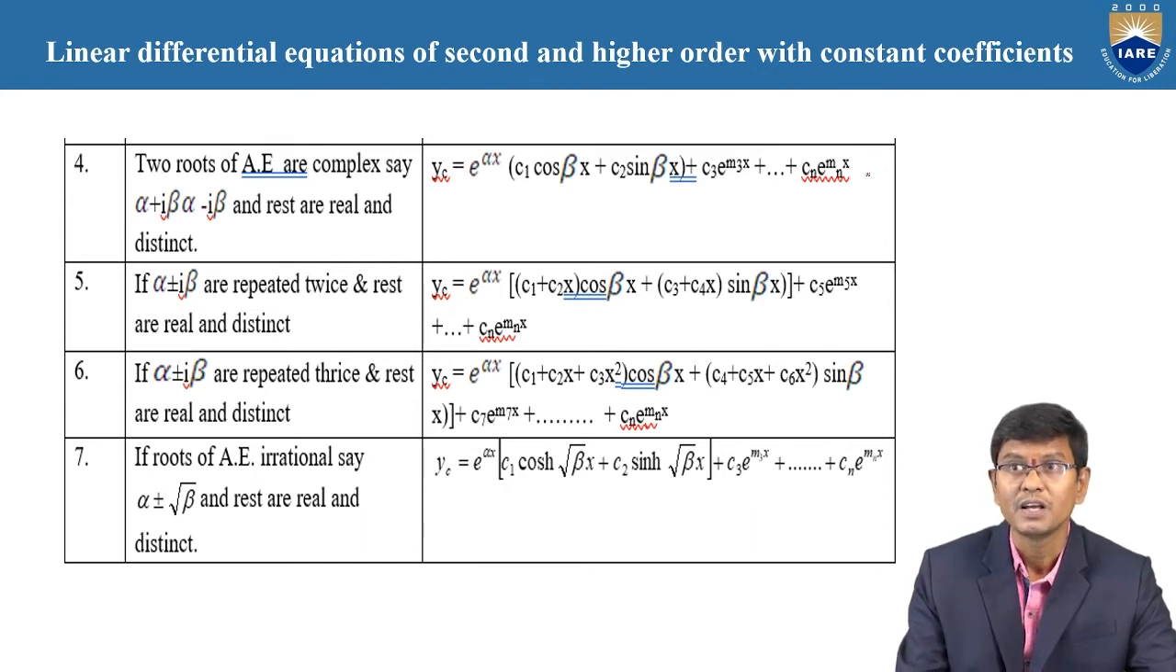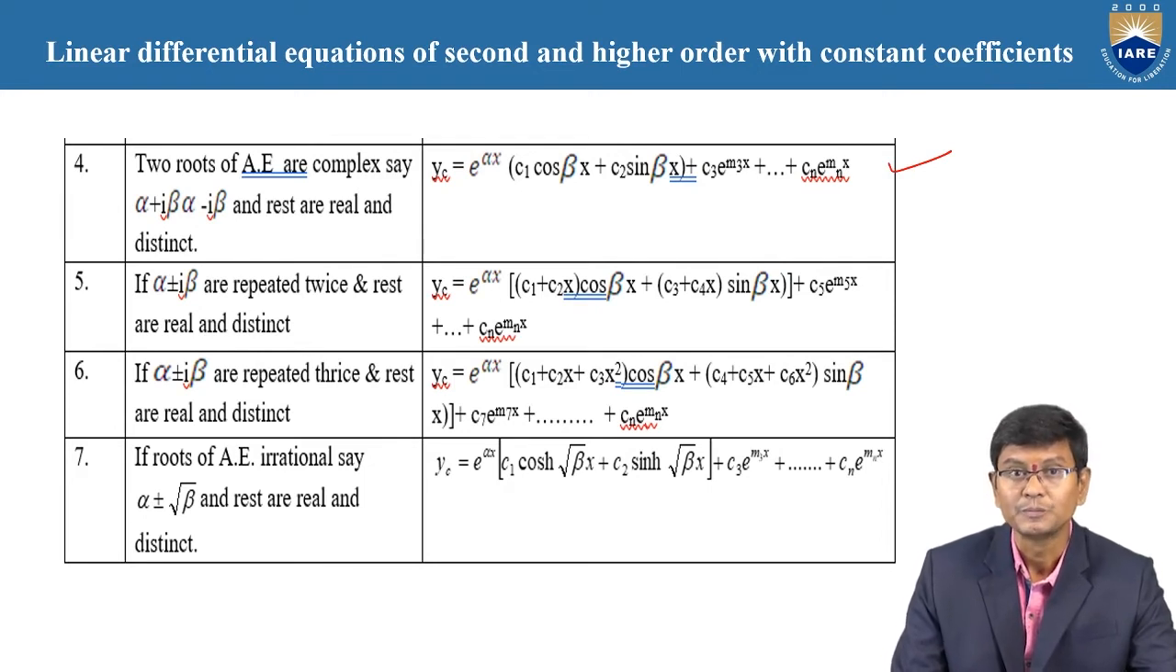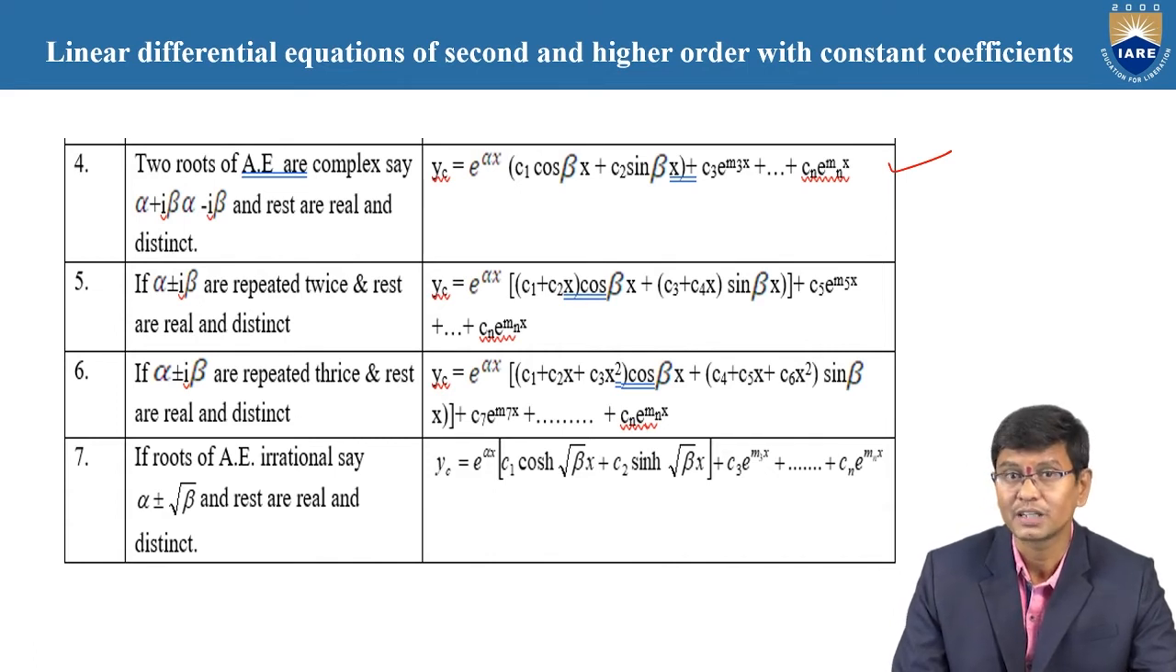Similarly, if the complex roots alpha plus or minus i beta are repeated twice and the rest of the roots are different, then the complementary function is yc = e^(alpha x) [(c1 + c2 x) cos beta x + (c3 + c4 x) sin beta x] + c5 e^(m5 x) + ... + cn e^(mn x).